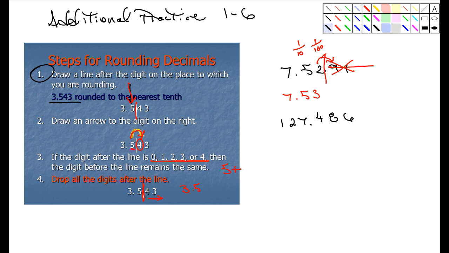127.486. And I said round to the nearest tenth. Where's the tenths place? Right here. So I draw a line just after it, and I draw an arrow to the number next to it. This is the one I'm looking at. Is this number here 5 or larger? Yes, it is. So what happens to the 4? The 4 becomes a 5. So I put 127.5. What do I do with the rest of these digits? I don't worry about them. Just drop them. Okay? Do one more.